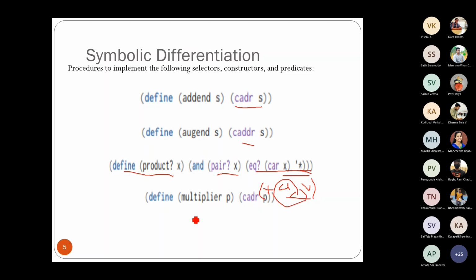Okay. And then other filter parts. For the multiplication, we have to extract the multiplicand and the multiplier, right? So multiplier is nothing but the car and the CDDR combination, and for the multiplicand you can use this CDR and car combination.